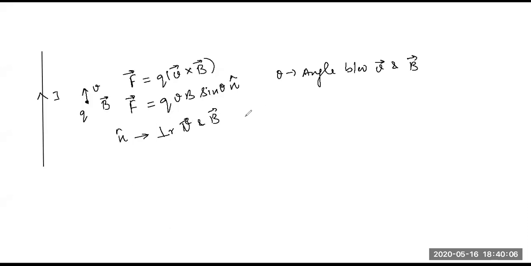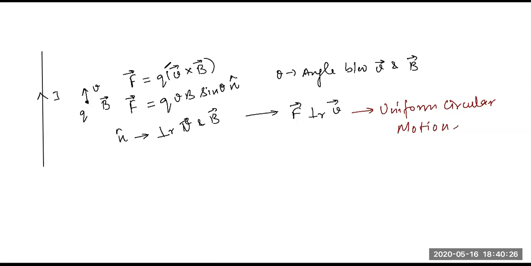And then from here we deduced that if force is perpendicular to velocity, the kind of motion which you will have will be uniform circular motion. Then we talked about the properties of uniform circular motion.